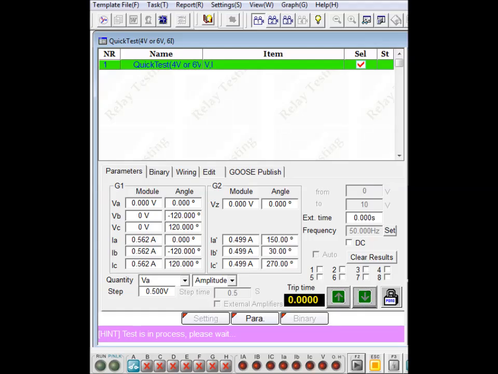Now we can see that 0.562 ampere in the secondary side has been given as the HV current, and 0.499 ampere has been given, which results in 0.2 per unit of the ID, and I bias is 0.67.